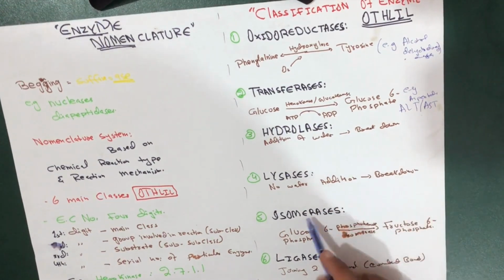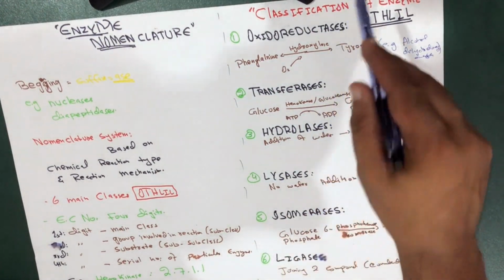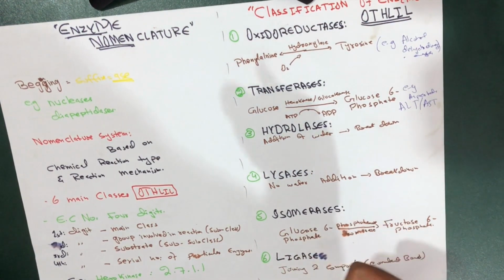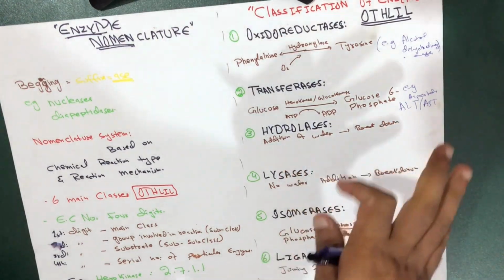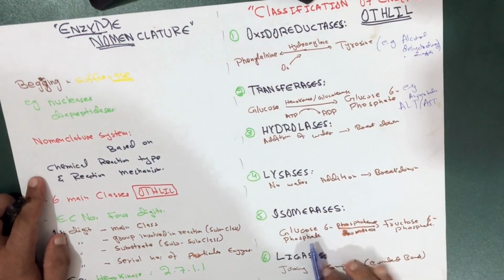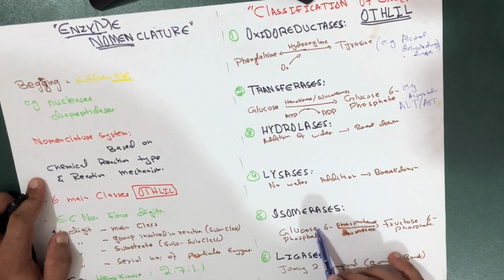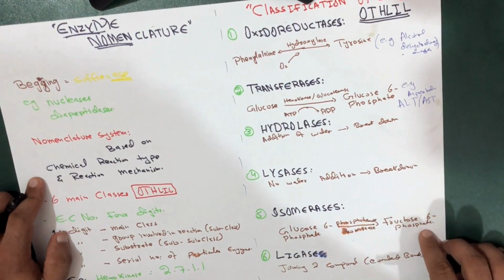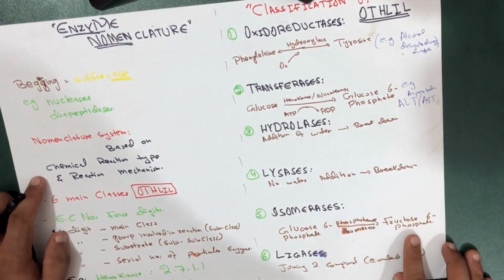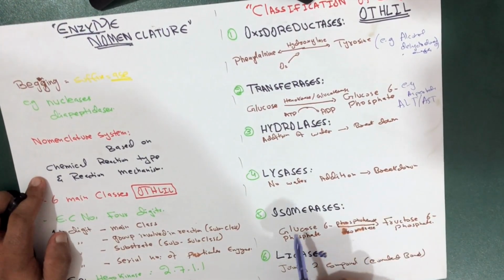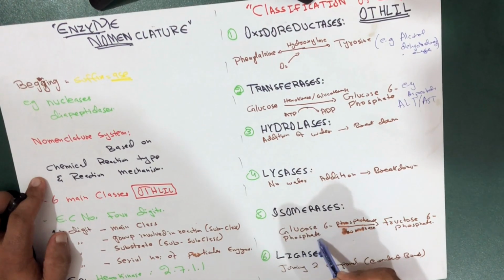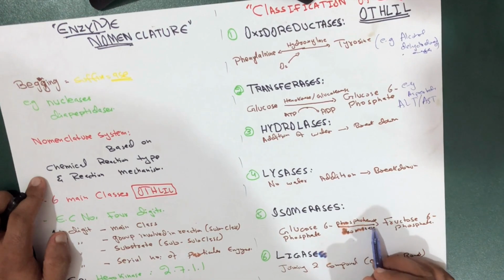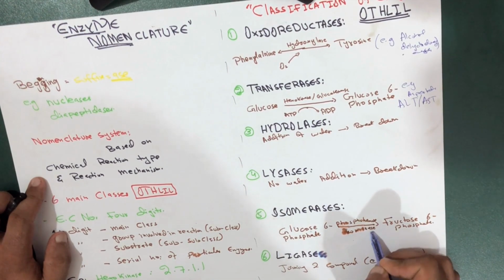In the case of isomerases, which is the fifth class of enzyme and very important, the enzyme is involved in isomerization of the substrate. We have a substrate called glucose 6-phosphate, which is going to be converted into fructose 6-phosphate. For that we need an enzyme which converts one isomer of a substrate to another. In this case, we have phosphoglucose isomerase.